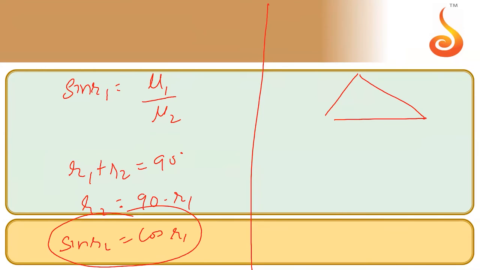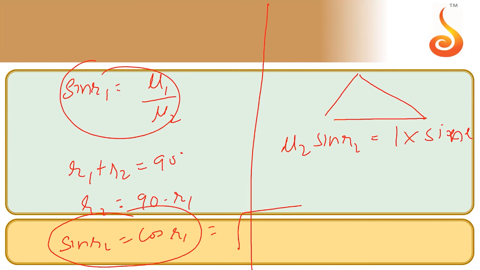So if I apply Snell's law on the second surface, what should I be writing? Mu2 into sine r2 is equal to 1 into sine e. I want the answer in terms of sine e. Everything else is refractive index. So let me substitute. If sine r1 is equal to this much, cos r1 is equal to the square root of 1 minus mu1 divided by mu2 whole square. Take this value, plug it here, things will cancel, and the answer will come, option A.